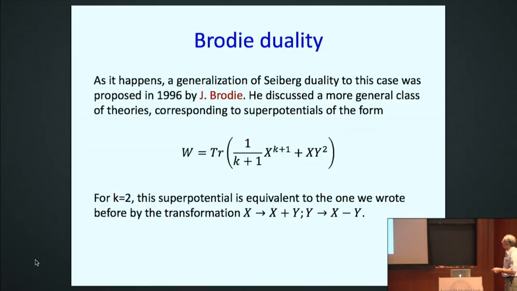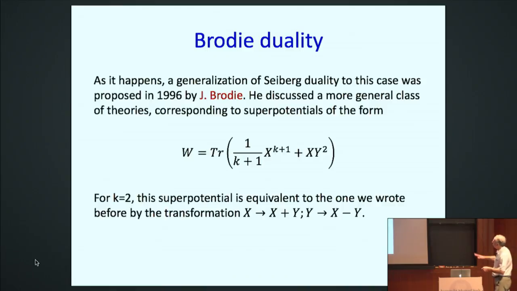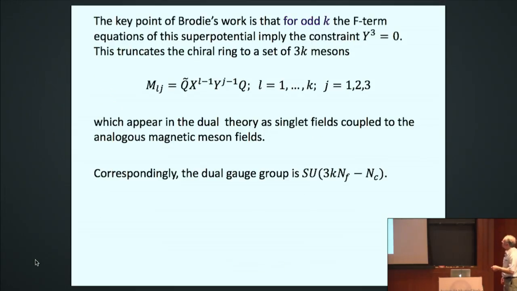he noted that if this level k is an odd integer, then things work out nicely, because this y, which is not exactly the same as the y I had before, they're related by some transformation like this, satisfies a constraint in the classical chiral ring that its cube is 0. That truncates the chiral ring to a set of 3k mesons, and there's some analogous statement for other things. Correspondingly, the dual gauge group is SU(3k minus Nc) with F flavors. So for odd k, he noted that there's a story that works.